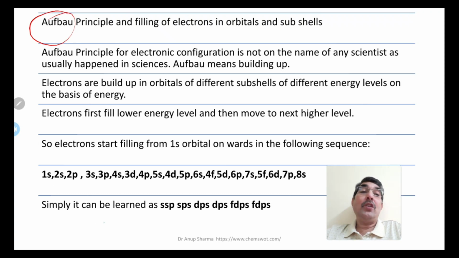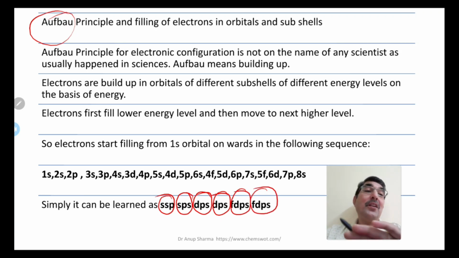I summarized it in this way: SSP, SPS, DPS, DPS, FDPS, FDPS. This can build up the entire periodic table. So you only need to remember this, and that makes the whole periodic table. I told you that 4s has lower energy than 3d, that is why it comes first, so you need to take care. So 1s, 2s, 2p, 3s, 3p, 4s. Like that you can automatically fill this up. So this is a short form.